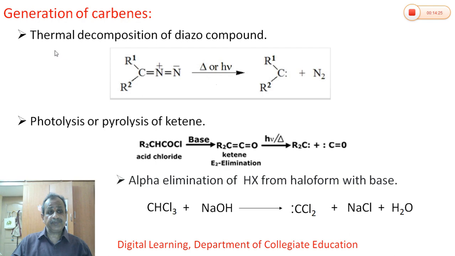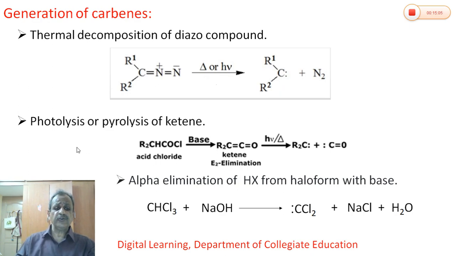It is obtained in the thermal decomposition of a diazo compound. In different reactions, carbene is generated as an intermediate. When a diazo compound is heated, it decomposes. The bond between carbon and nitrogen is broken homolytically. There are two electrons, one electron from this bond and one electron from this bond. So two electrons are present on carbon. These two electrons are shared between the two nitrogen atoms and become a triple bond. A nitrogen molecule is released, so carbene is generated as an intermediate.